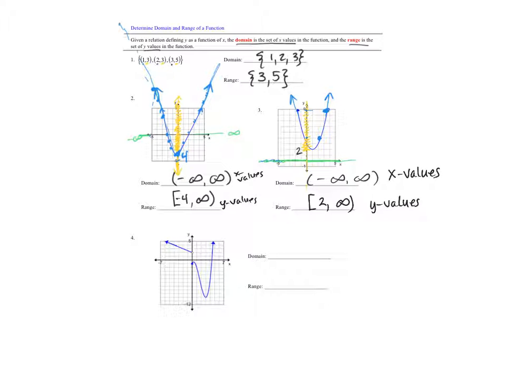Okay, and a common mistake is to use the x value here, but we want to make sure that we're using a y value of 2. All right, let's look at this one.